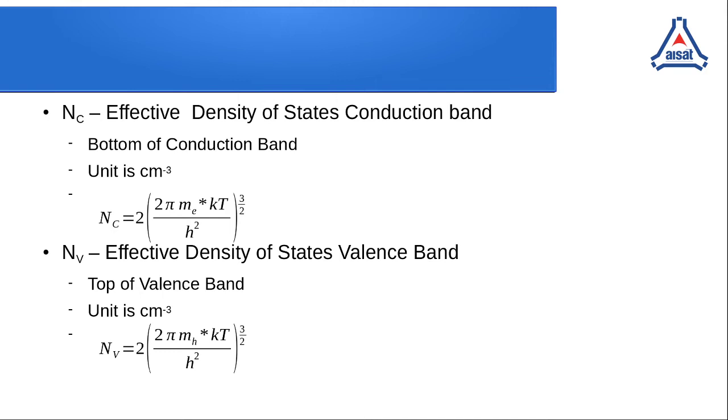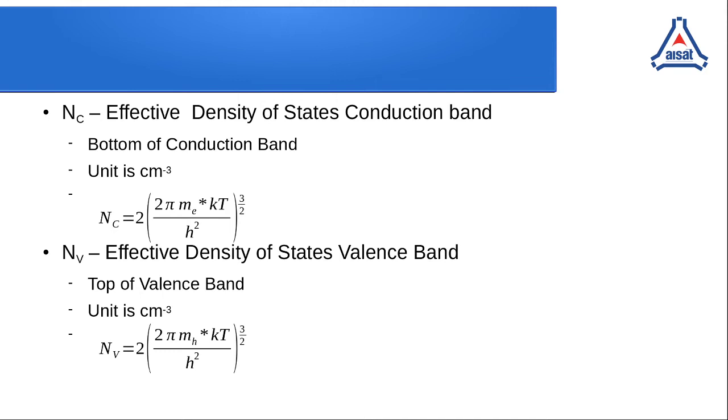Similarly, for holes, the effective density of states in the valence band, which will be the density of states at the top of the valence band, has the unit centimeter raised to minus 3, or per centimeter cube, or per volume, as in the case of electrons. Mathematically, it can be represented as NV is equal to 2 times 2 pi effective mass of holes, which is m_h star, kT by h square, all raised to 3 by 2.